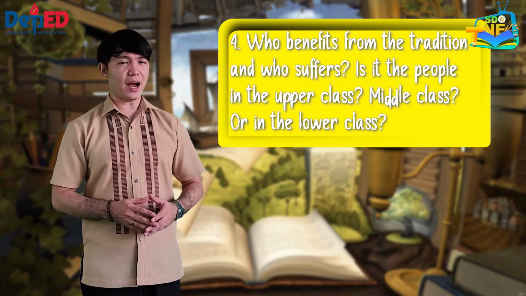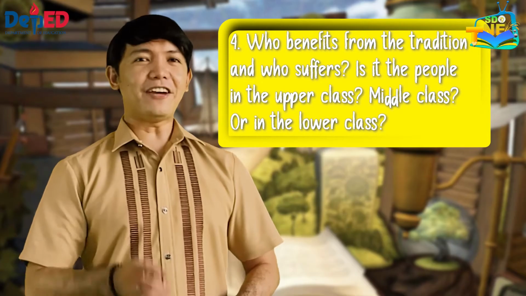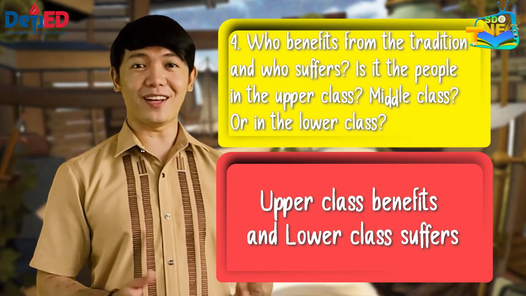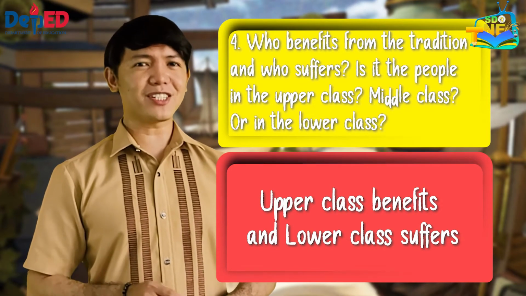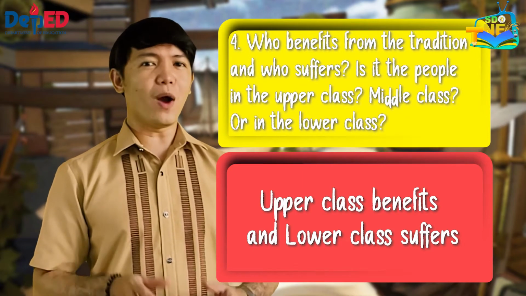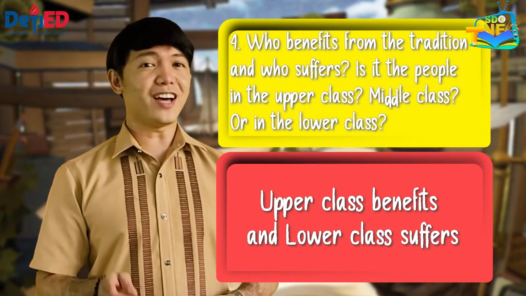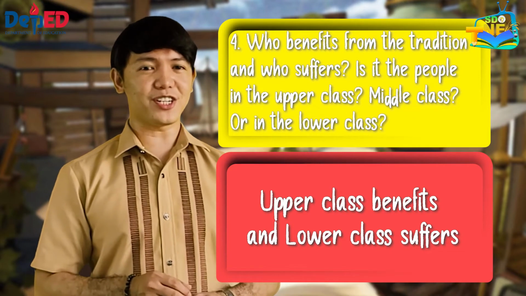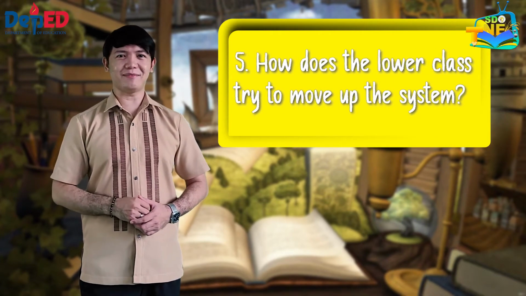Is it the people in the upper class, middle class, or in the lower class? If your opinion is the upper class benefits and the lower class suffers, well, you have a point. Emphasizing the story, Mr. Summers runs all the civic activities, while those who are in the lower class are given no means to rebel. Though not overtly stated, all the people fear the actions of the villagers; they fear the lottery. Great! How does the lower class try to move up their system?